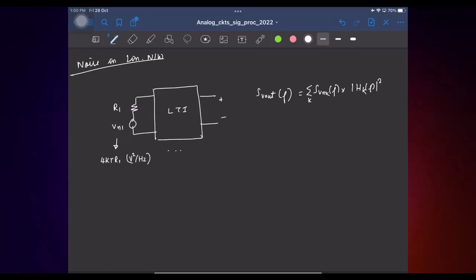Fine? And we saw that if the network had only R, L and C, what was the shortcut to find the power spectral density? 4 kT times real part of Z out of f, where Z out is the output impedance, across the terminals where you are actually interested in measuring the output. Cool.